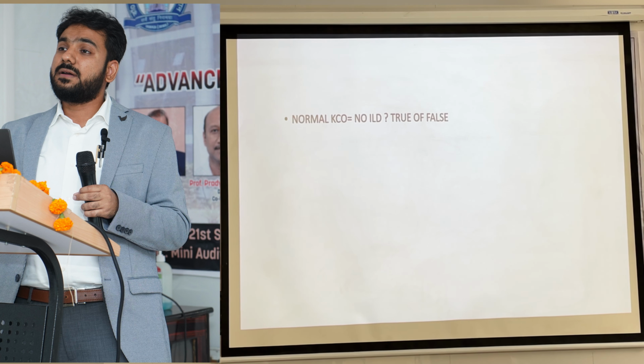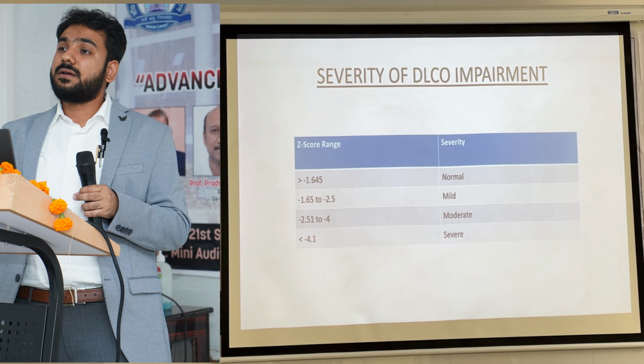So it was just a question that I wanted to give you. Now the other thing is, let's talk about the severity of DLCO impairment. Earlier we used to give it in cutoffs, like above 80% is normal, then 60 to 40 mild, moderate, severe. But now the latest guidelines recommend using Z scores for assessing severity. They correlate more with the mortality of the patient, and fixed cutoffs vary across demographic data. So now the recommendation is to use Z scores.